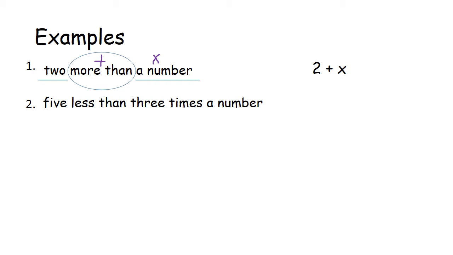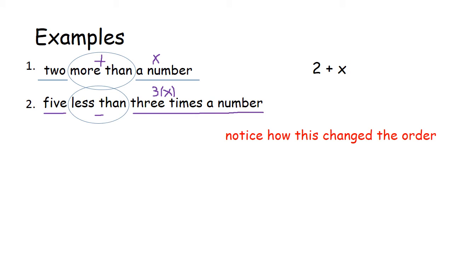Second example is 5 less than 3 times a number. Less than can be represented by subtraction. We have 5 before less than, and we have 3 times a number after less than. 3 times a number means 3, and the word times means the operation of multiplication, and a number, we said, can be represented by an unknown variable or an x, which in this case is going to be 3x.